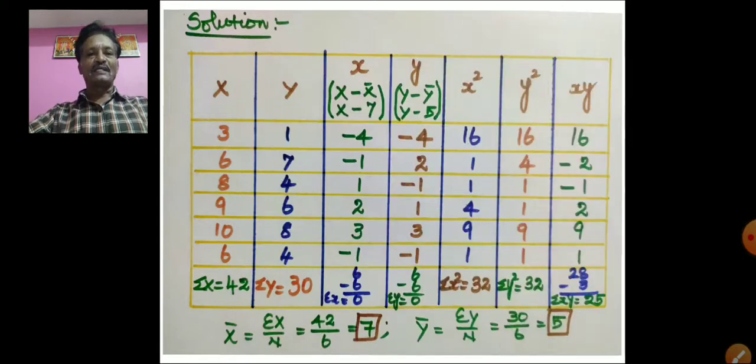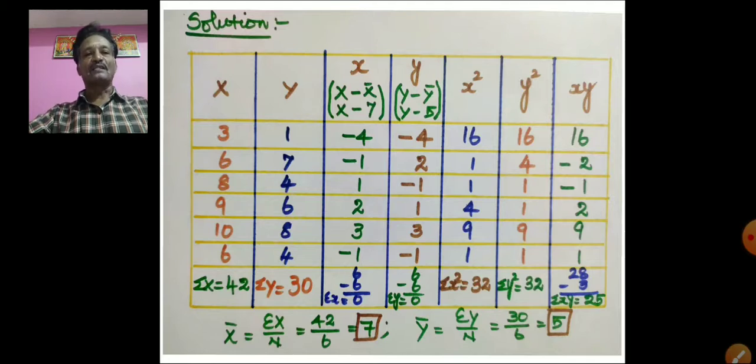So now we have entered the X value and Y value. Here we have to make 7 columns. First column X, second column Y, third column small x, and fourth column small y, then the fifth column small x square, the sixth column small y square, and the seventh column small xy.